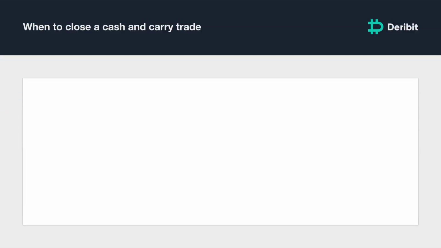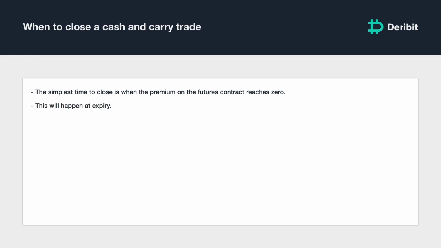So, when is the best time to close a cash and carry trade? In our example, the trader waited until the premium reached precisely zero, and indeed this is the simplest and most common way to execute these trades. This will happen at expiry regardless, but it is often not necessary to hold the position into expiry.